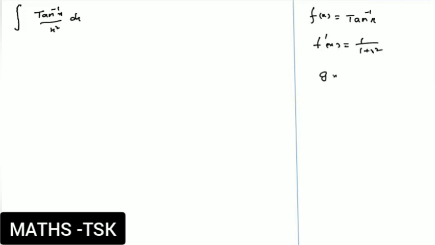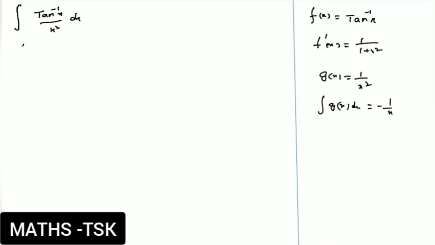Next we go for the problem: integration of tan inverse of x by x square into dx. What do we consider? 1 by x square is the algebraic function, and tan inverse of x is the inverse trigonometric function. So I can say f of x is tan inverse of x, f dash of x is 1 by 1 plus x square, and g of x is 1 by x square, and then integration of g of x dx is minus 1 by x.